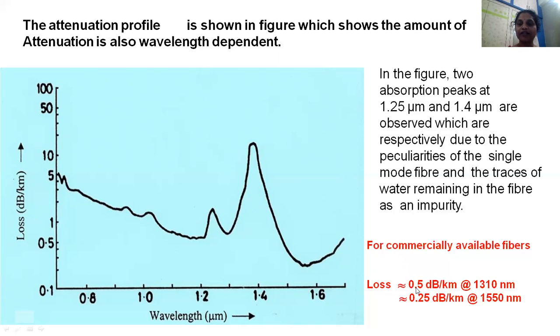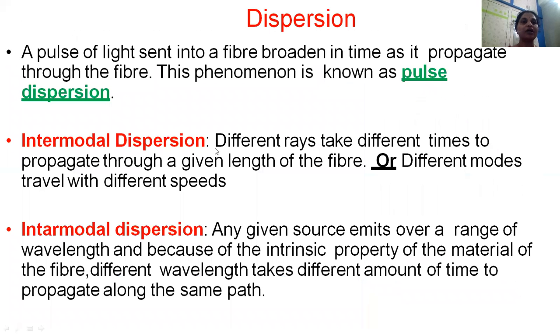The loss is 0.5 decibels per kilometer at 1310 nanometers and 0.25 decibels per kilometer at 1550 nanometers. So when you go to higher wavelengths, the losses are reduced. Now the second point is dispersion of the light. A pulse of light sent into a fiber broadens in time as it propagates through the fiber. This is called pulse dispersion. It means broadening of the signal.